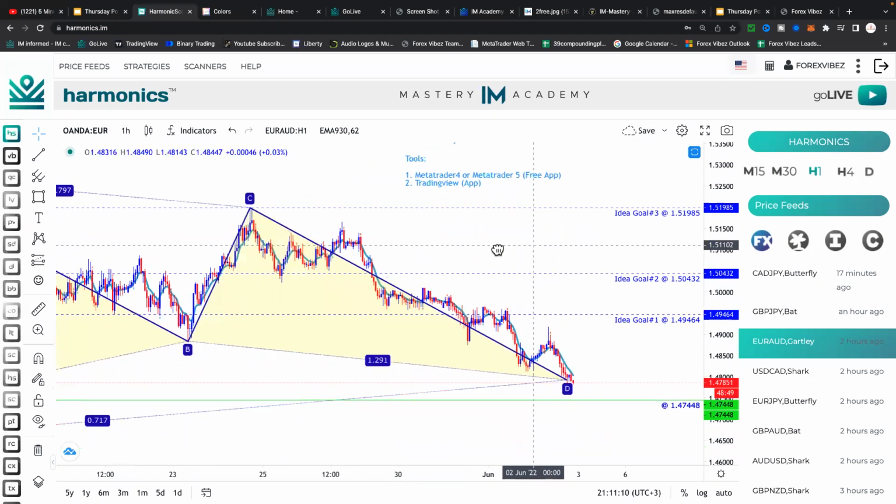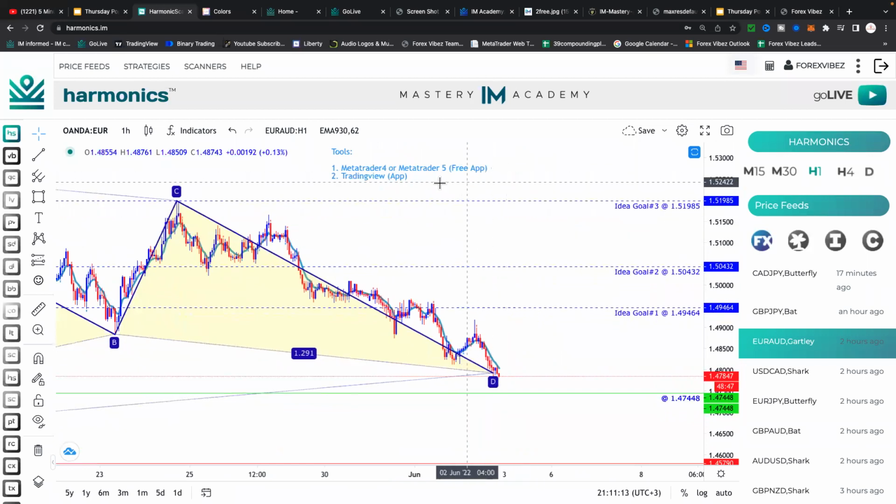So let's come down. Now let's say that you downloaded the free app, MetaTrader 4 or MetaTrader 5, and you're like, okay, I'm ready to trade. I'm looking at the scanner. Perfect. Okay, what pair do I want to trade? I want to trade EUR AUD. How do I know? Because it's highlighted in green.